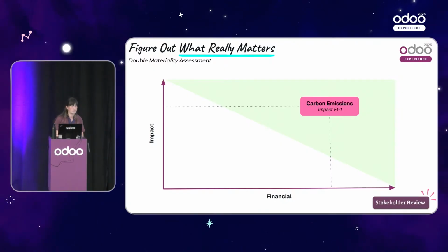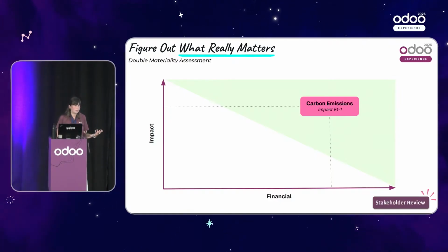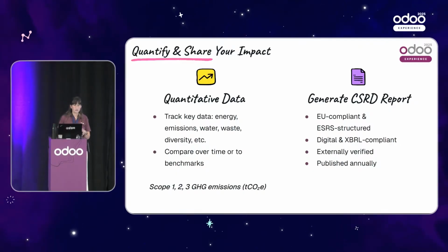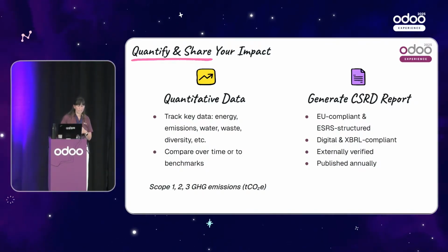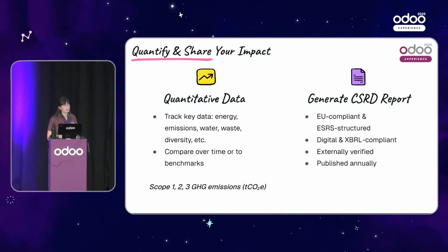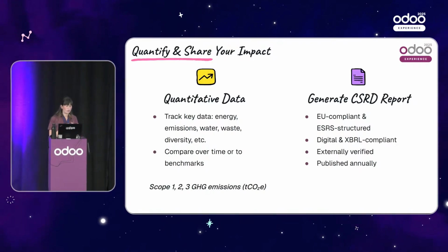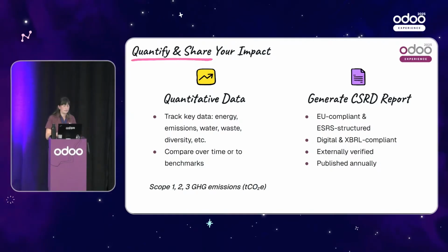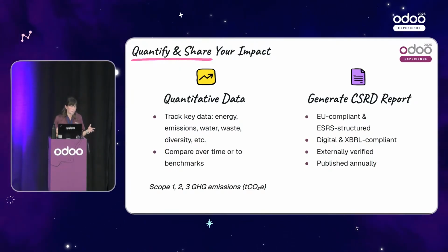And of course, you don't have to do that alone. The goal is to engage your stakeholders. You have to ask for their input about the score that you have given to your impact. After that, you have to quantify and share your impact. By quantifying, we are talking about tracking the key data. If I take the example of the carbon emission, I want to track my scope 1, scope 2 and scope 3 GHG emissions. And the goal in the ESG app is to have as much quantitative data as possible, calculated based on the integration of the other apps. And you have to compare this quantitative data over time, but also with different benchmarks.